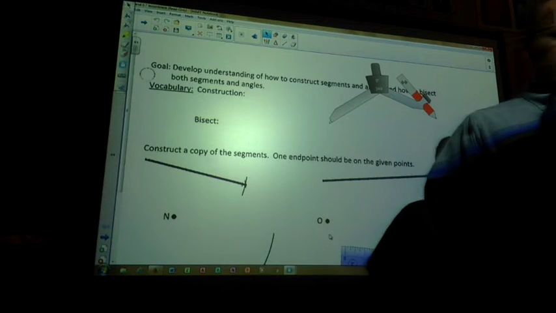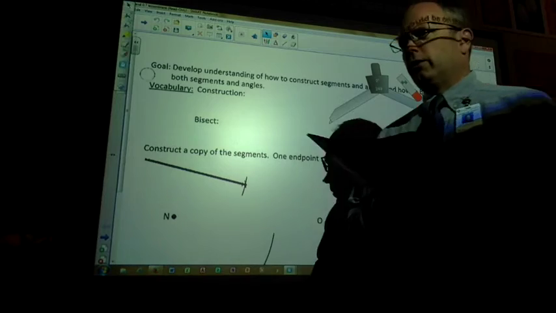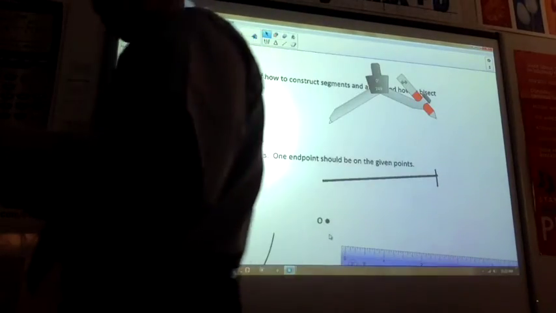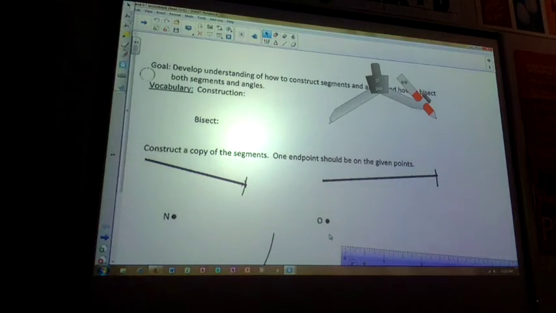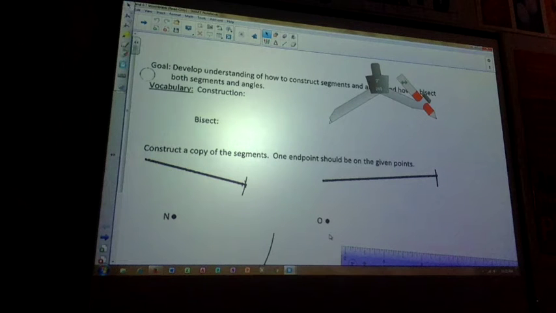Let's see. Vocabulary for construction. So you're using the tools of geometry to duplicate shapes. Bisect means you're cutting something in half. Okay so far? Construct a copy of the segments. One endpoint should be on the given point. Okay?